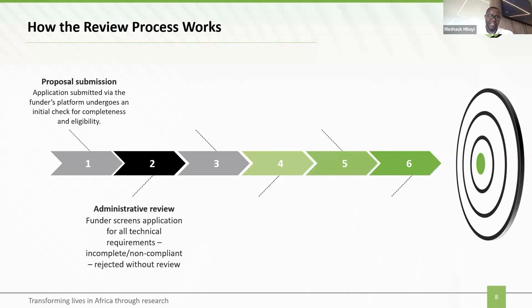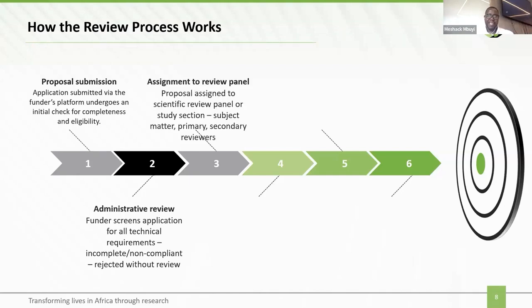The other part is administrative review. At this point, the funder has a team that screens all applications for technical requirements. Technical requirements is where you've filled in all the necessary technical components of the application. If it is incomplete or non-compliant, then definitely it is going to be rejected without review.